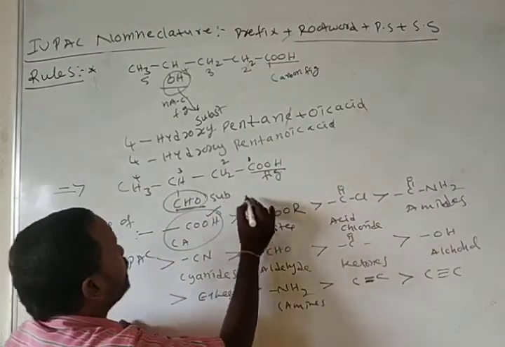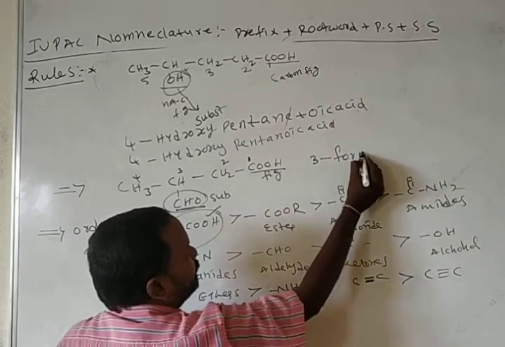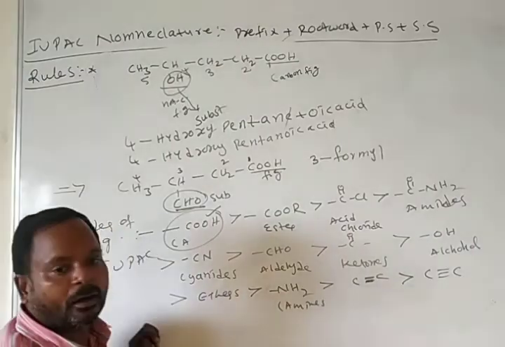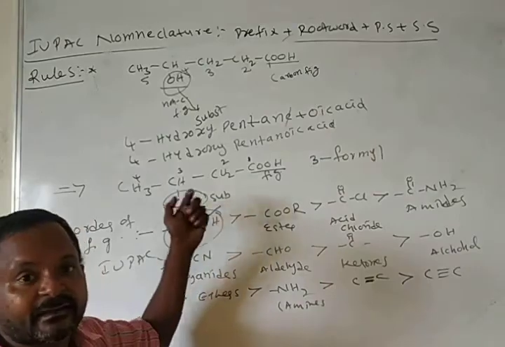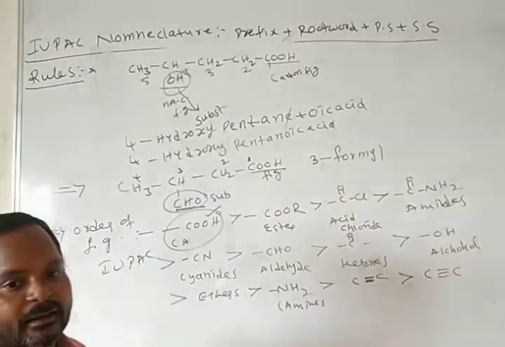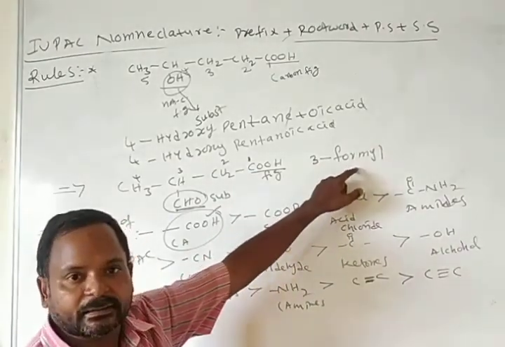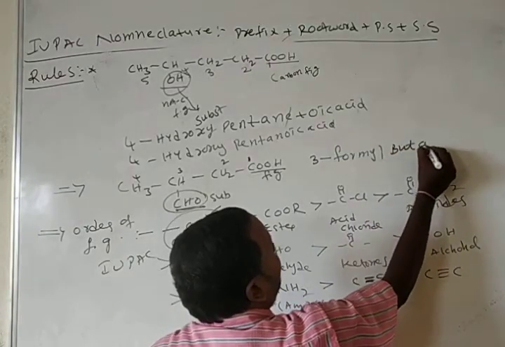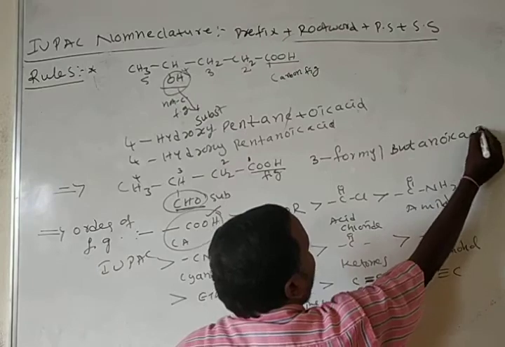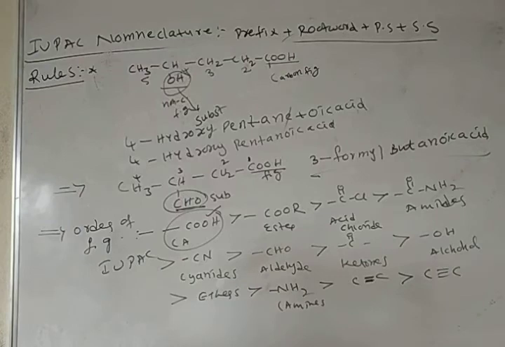What is the name of this molecule? At the third position we have an aldehyde group, which is now a substituent, so you mention formyl. I already gave this data in the previous videos. So 3-formyl, and butanoic acid. The name of this organic molecule is 3-formyl butanoic acid.